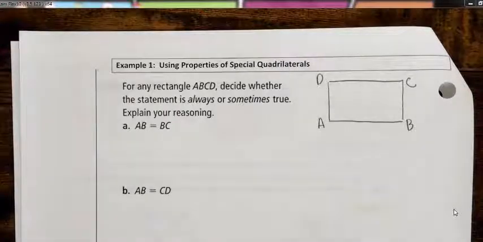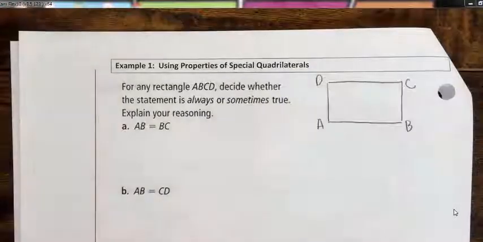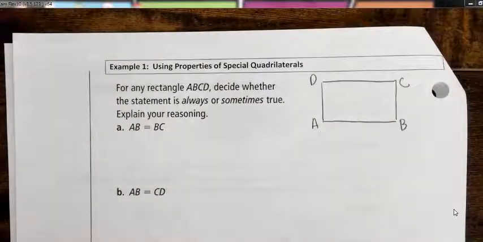Counterclockwise. Sorry, I did not go clockwise. Counterclockwise, right? This direction. Clockwise would be that way. For any rectangle ABCD, we're going to decide whether the statement is always or sometimes true.